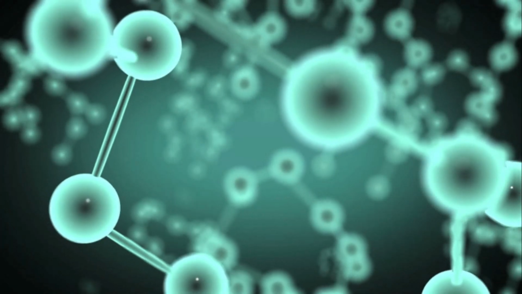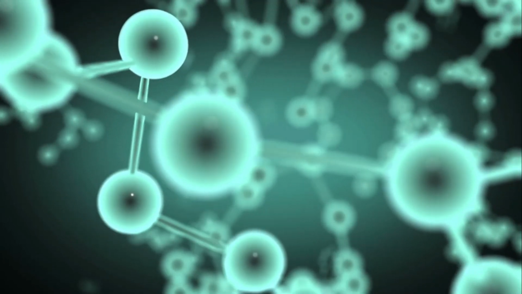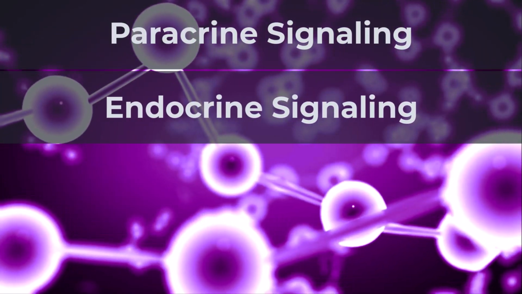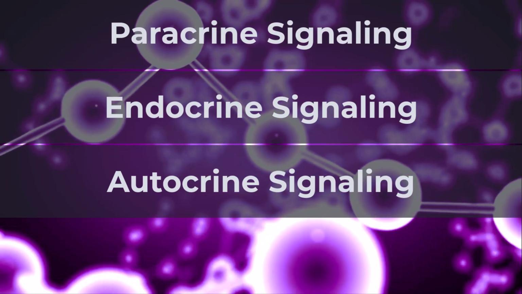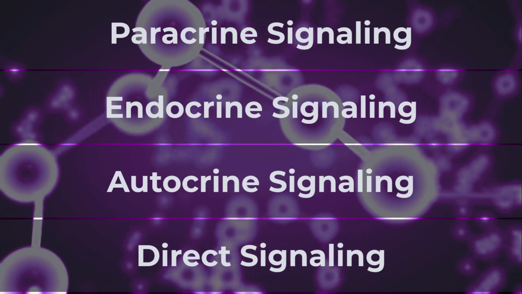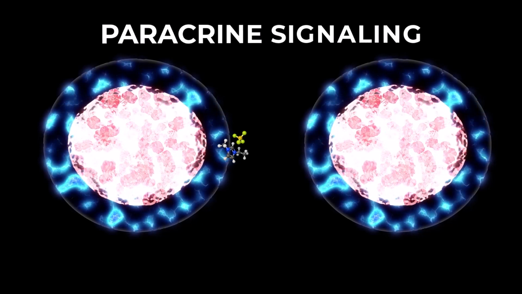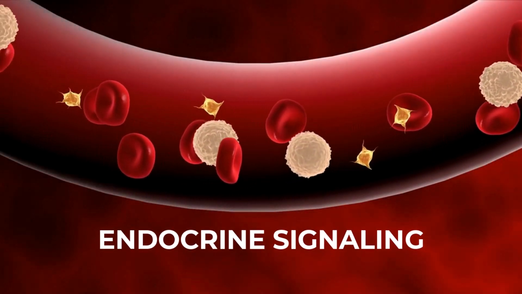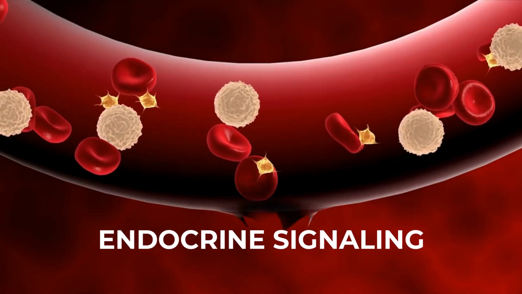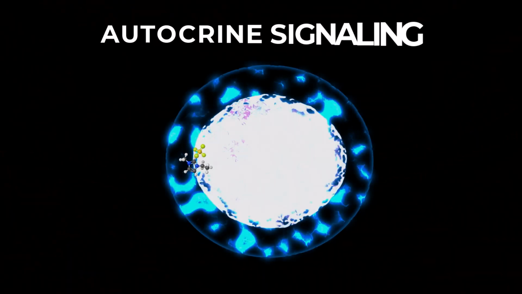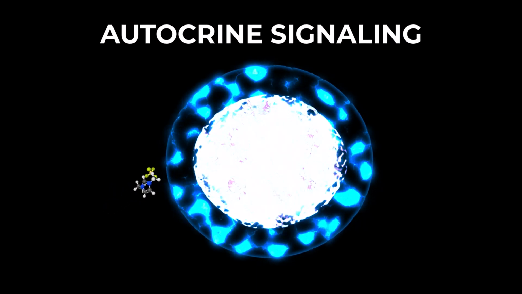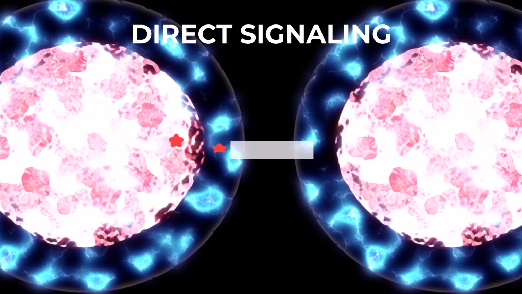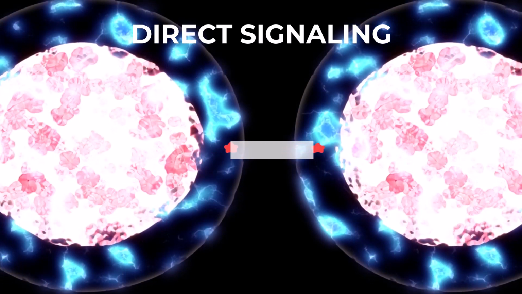There are four categories of chemical signaling found in multicellular organisms: paracrine signaling, endocrine signaling, autocrine signaling, and direct signaling across gap junctions. In paracrine signaling, a cell targets a nearby cell. In endocrine signaling, the cell targets a distant cell through the bloodstream. In autocrine signaling, a cell targets itself. And in direct signaling across gap junctions, a cell targets a cell connected to it via a gap junction.